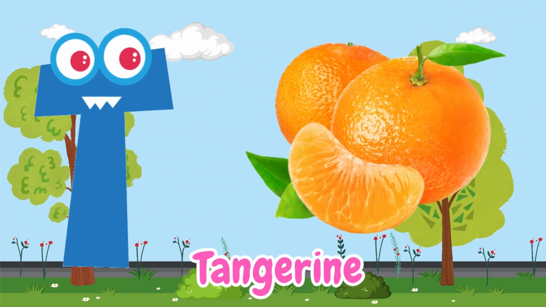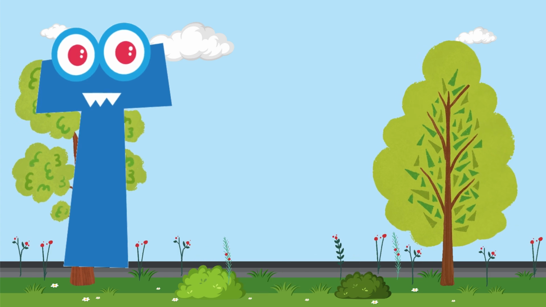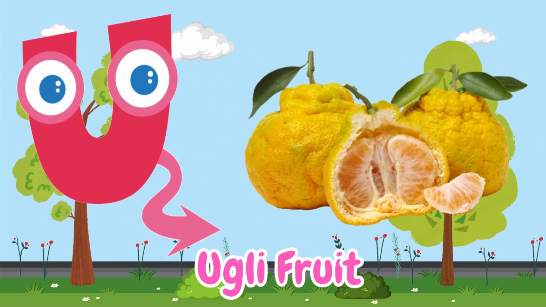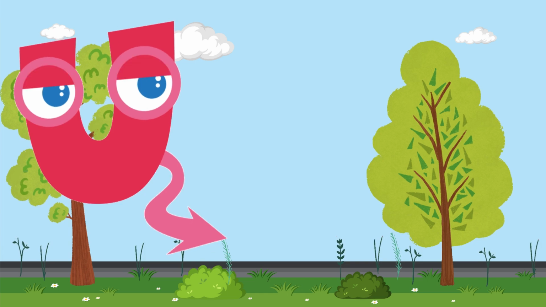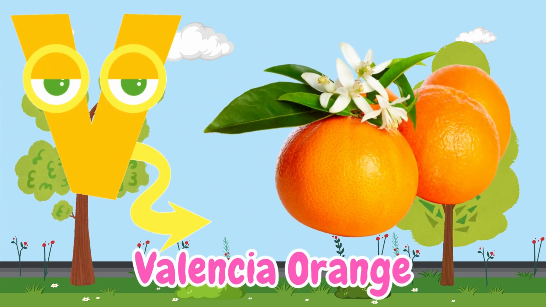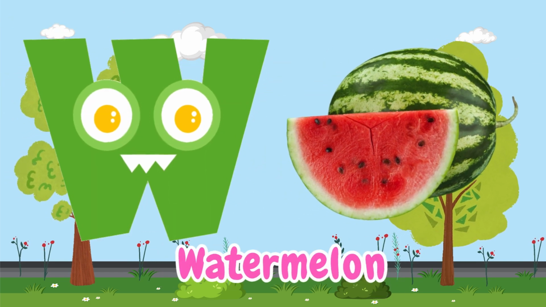T is for tangerine. U is for ugly fruit. V is for Valencia orange.